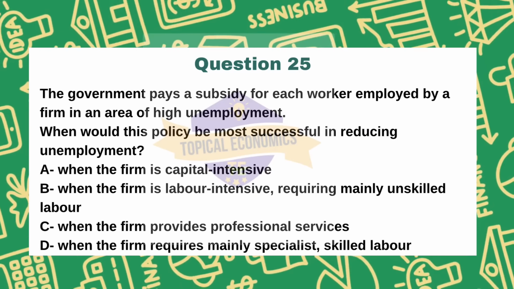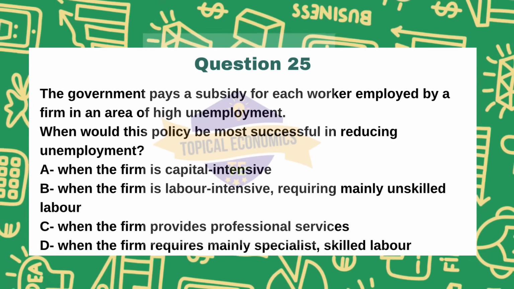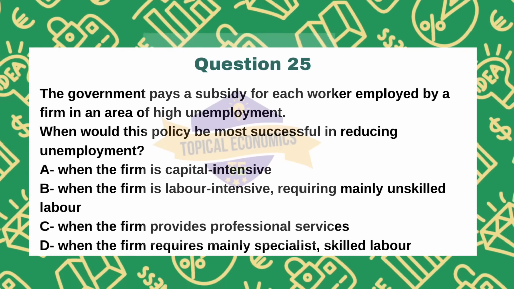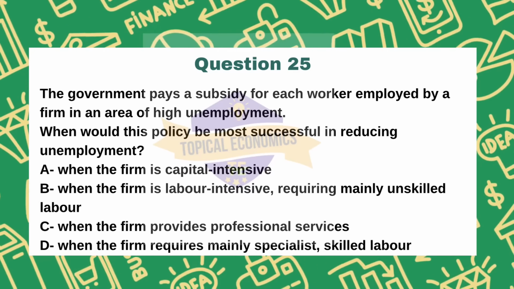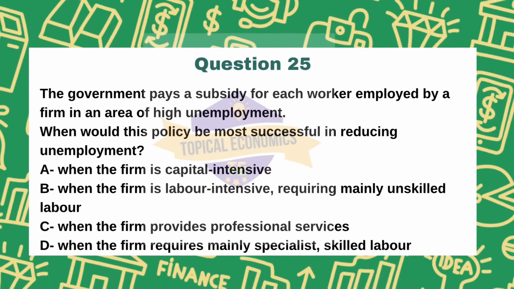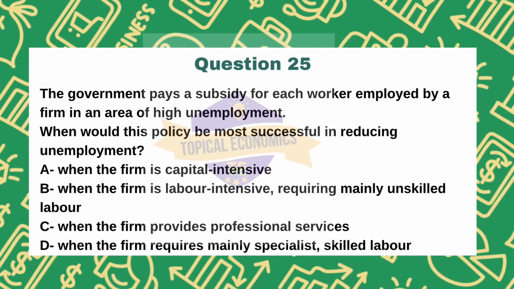If the labor required is primarily unskilled, the barrier to entry for employment is lower. This means that more people in the community, including those who may be long-term unemployed, can find work, further reducing the unemployment rate. Analyzing the other options.